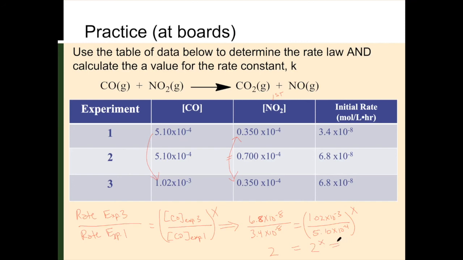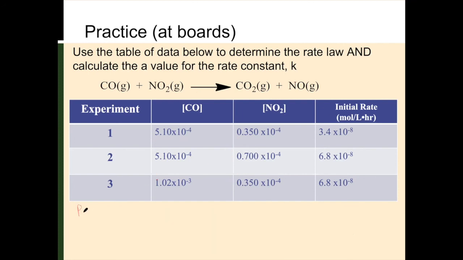And so same thing as last time. The exponent needs to be a 1 to keep 2 as a 2. So that means that it's also first order with respect to the carbon monoxide. So now that I know what the order of the reaction is for each of the reactants, I can write a rate law, and I can use the rate law to figure out what the rate constant is.